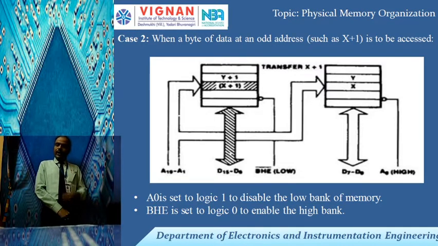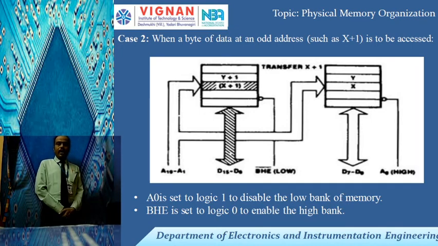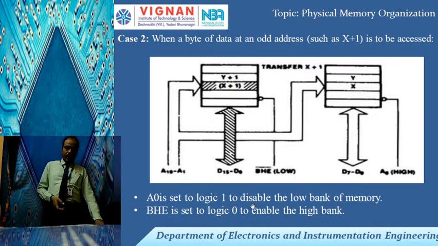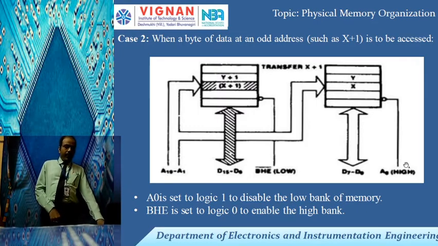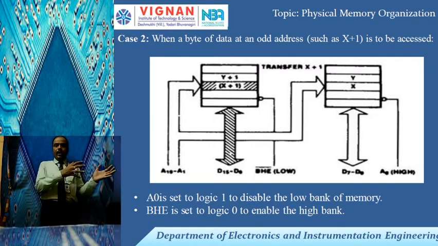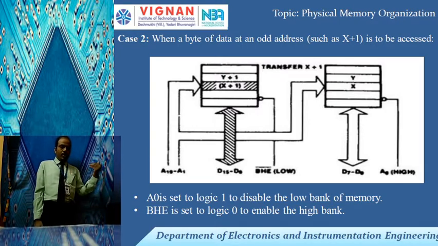So the data is transferred through the higher data bus, that is D8 to D15. In order to enable this odd address, BHE bar should be 0, and in order to disable the low bank, A0 should be 1. That's why A0 is set to logic 1 to disable the low bank, that is called the even bank, and BHE bar is set to logic 0 to enable the odd bank.